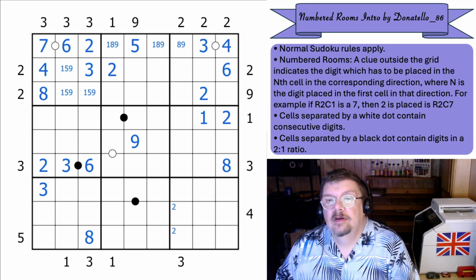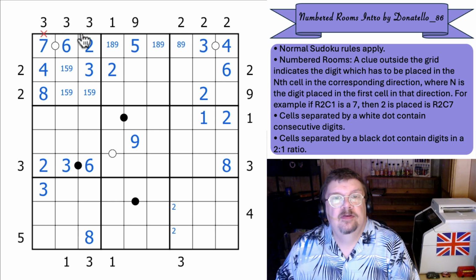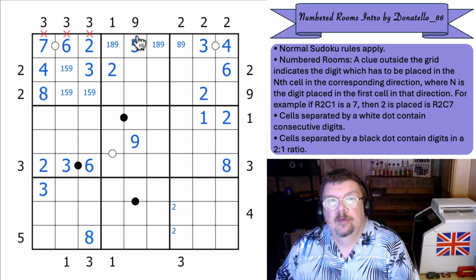I am going to start marking cells or clues that I have completed for the numbered rooms. So I've done that one, the 3's there. I've done that one, the 3 is there, and I've done that one. This one I have not yet done, but I think I've just seen something. I'll come back to that in a moment. This 9 I have done. This 2 I have not yet completed. That one I have, and that one I have.